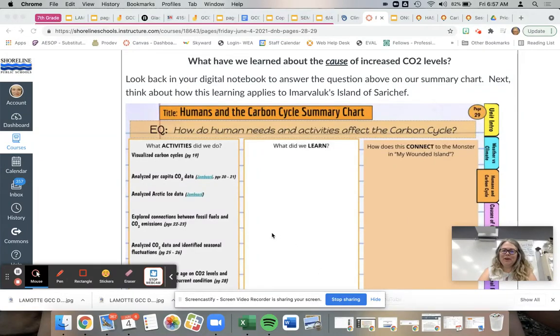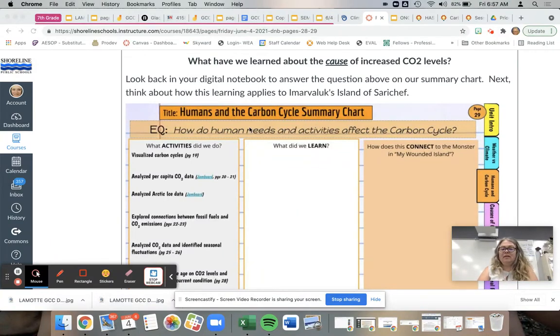Good morning, seventh graders. Today I'm going to ask you to create a summary chart entry for everything that we have learned in our humans and carbon cycle section of our notebook. And I want you to be specifically thinking through the lens of what have we learned about the cause, on an unseen level, of the increase in carbon dioxide levels in our atmosphere.